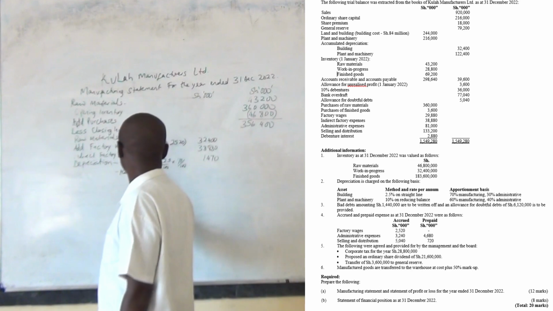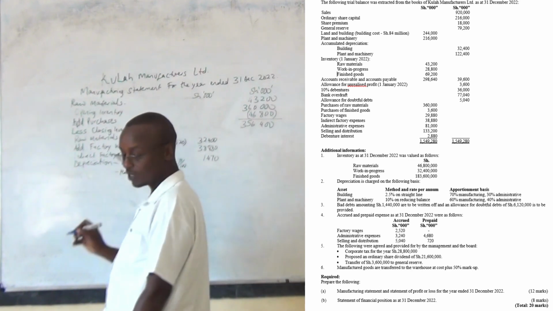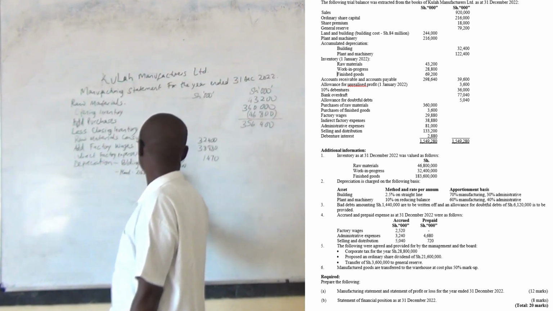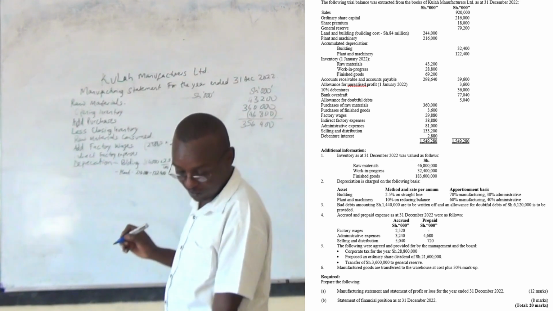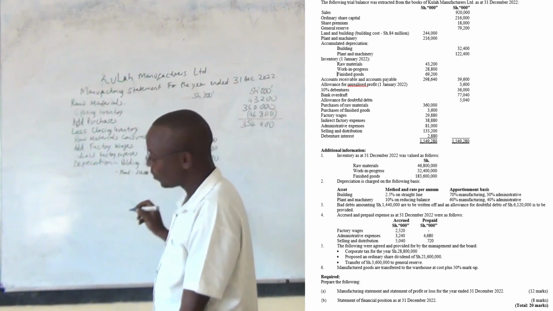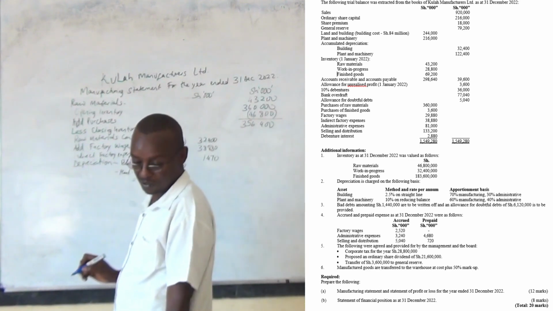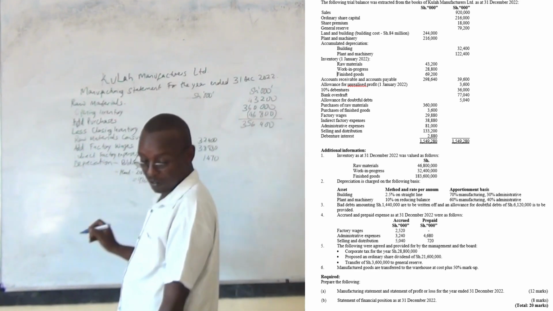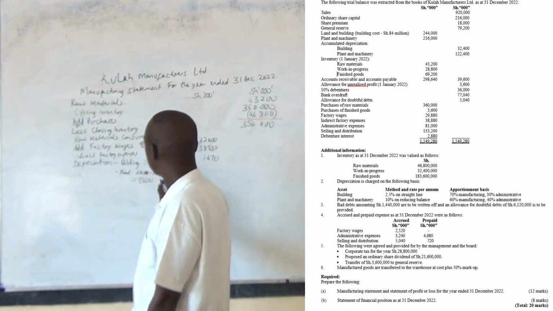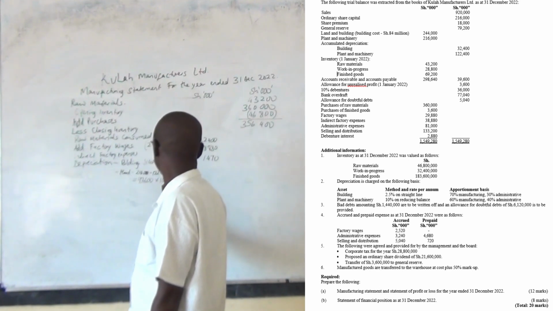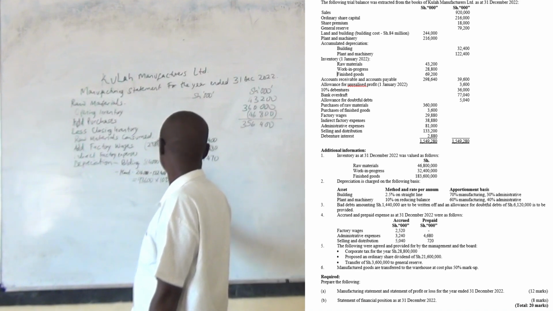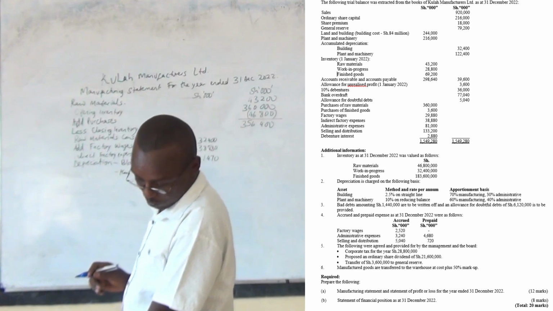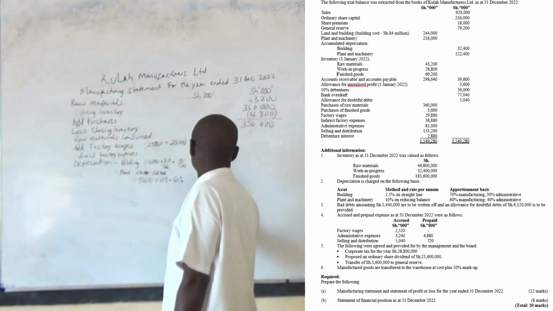216 minus 122,400. Can you see that figure? The trial balance. So this one gives you what? 93,600. Then you multiply by 10% times 60%. It comes to what? 5616.